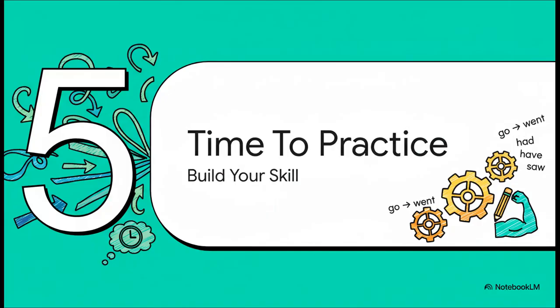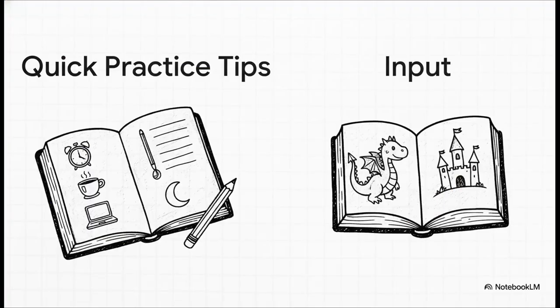So, you've got the rules, you've seen the patterns, you know the common mistakes to avoid. The only thing left to do now is, well, to actually do it, right? Knowledge only becomes a real skill when you practice. And here are two incredibly simple but super effective ways to start. Tonight, before you go to sleep, just grab a notebook and write down 5 simple sentences about what you did today. I woke up, I ate cereal, I went to work.